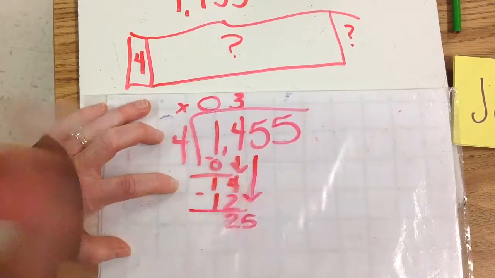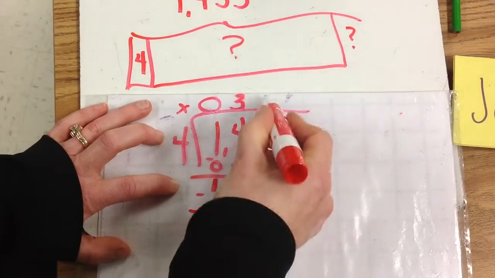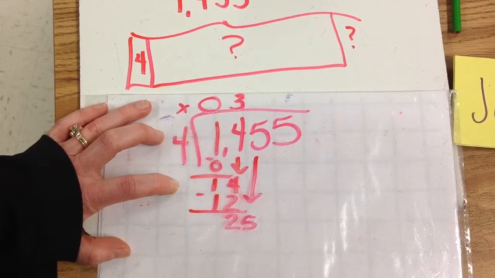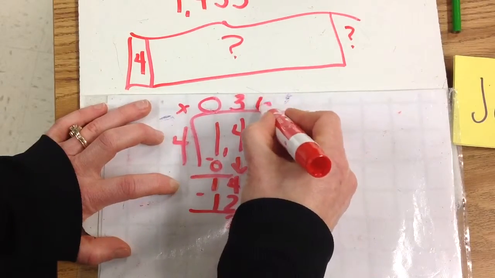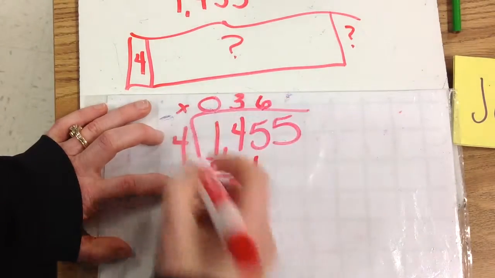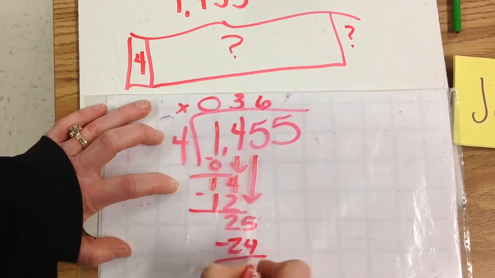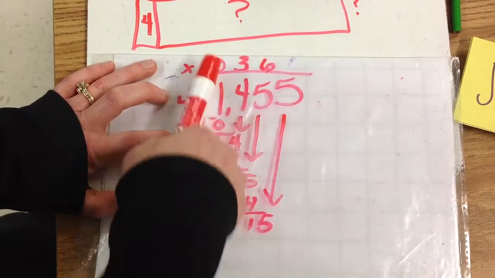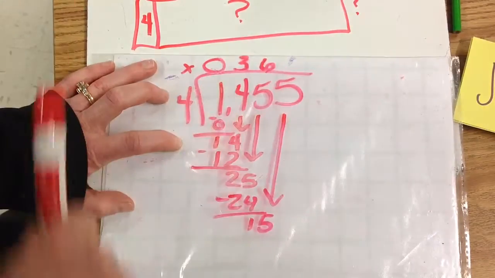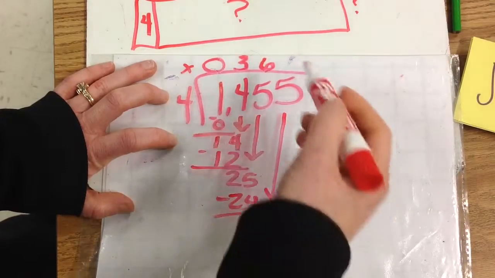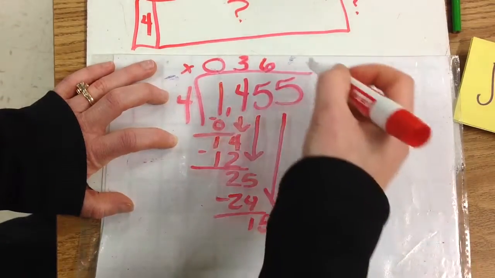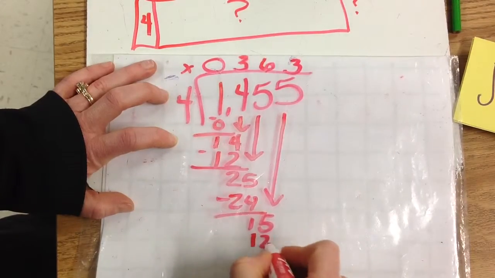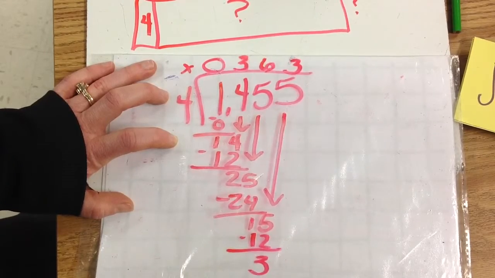Bring down that 5. I have 25 tens. That's my tens place. How many groups of 4 can I get out of 25? Well, I think I can get 6 tens into 4 groups. So 6 times 4 is 24. Yep, I was right. And then we bring down that last 5. Remember, you must have a digit above each digit. I have 15. How many ones can I throw into some groups here? I'm going to say 4, nope, 3. 3 times 4 is 12. And I have a remainder of 3.